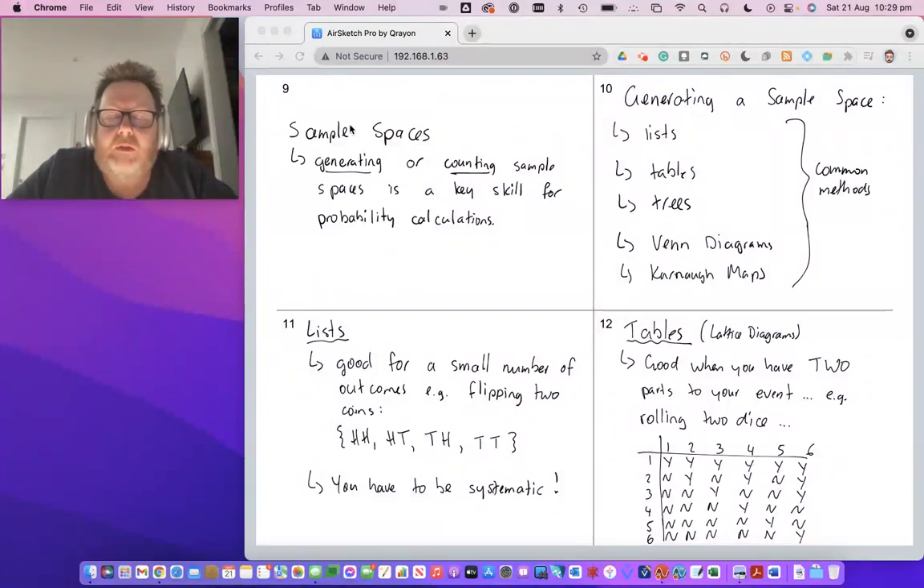So very briefly, to finish off with, sample spaces. Whenever we refer to sample spaces, we're talking about all those possible outcomes for a particular experiment or particular theoretical event. The nitty-gritty of probability is either generating or counting the sample space. Sometimes it's easier to just generate the sample space so that we can manipulate it. Sometimes it's so big that we couldn't possibly generate it. But if we've got a systematic way of counting it, then we're good to go.